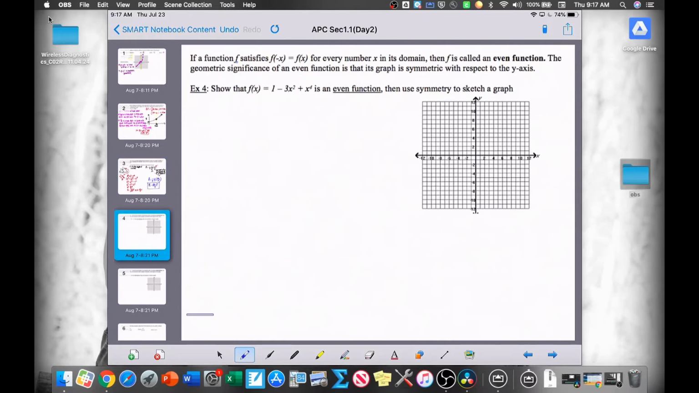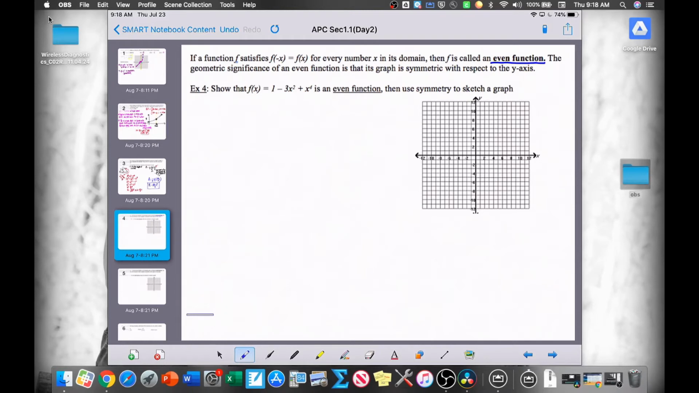If a function f satisfies f of negative x is equal to f of x for every number x in its domain, then f is called an even function. And the geometric significance of an even function is that its graph is symmetric with respect to the y-axis. What that means for us is that the y-axis is like a mirror for the function. And if you covered up half of it and looked at it, the other half should be a mirror image over the y-axis.